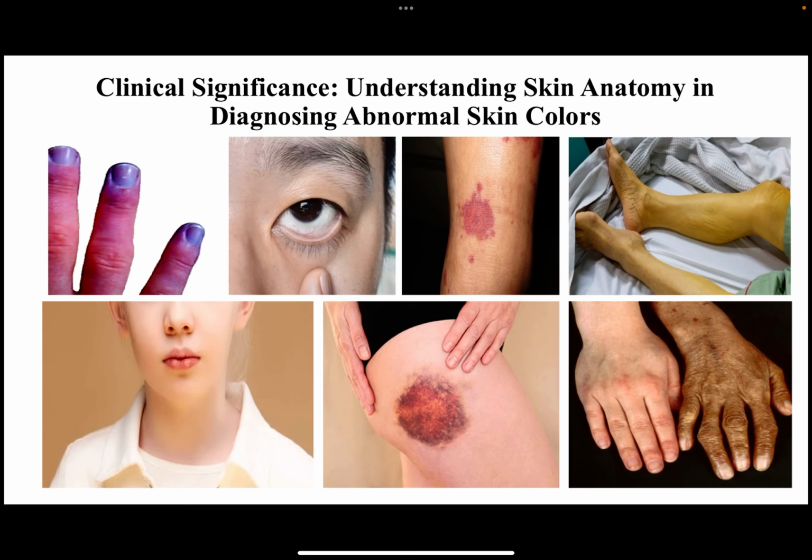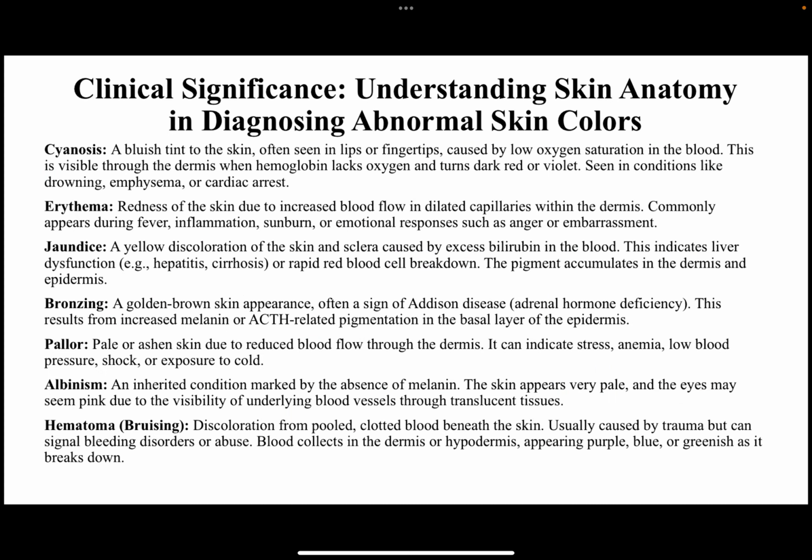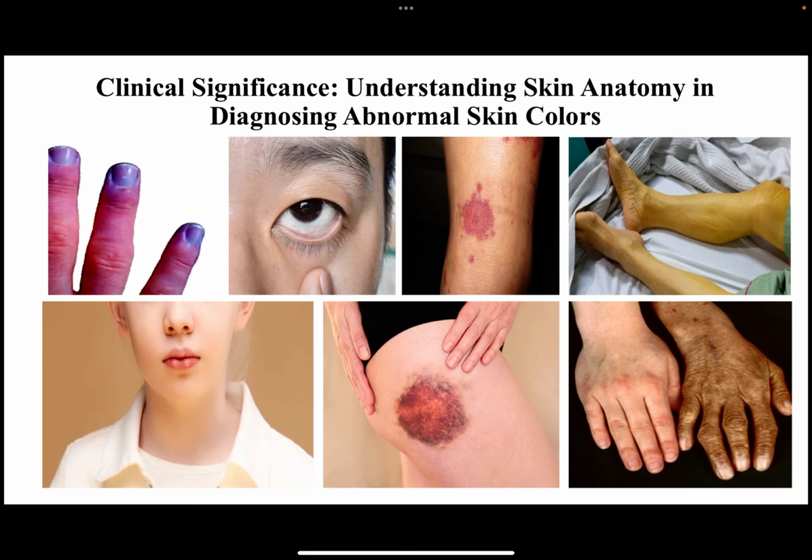This is what we call cyanosis. Bluish discoloration of the skin. The first diagram on the left, the upper left, that is cyanosis. Is that okay? We have what we call erythema. Erythema has got to do with redness of the skin due to increased blood supply.